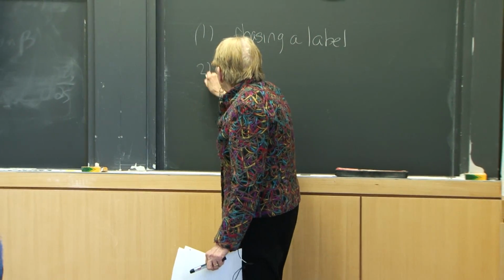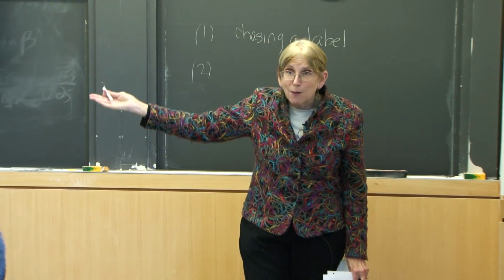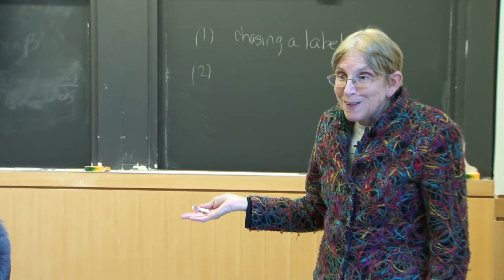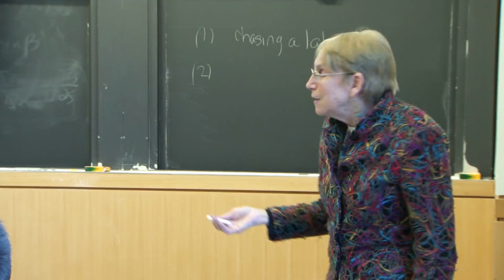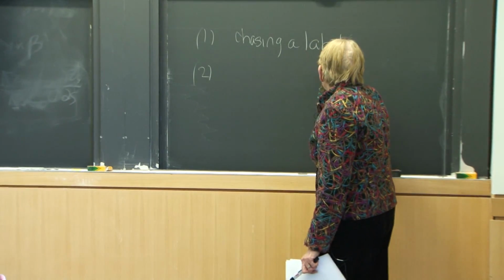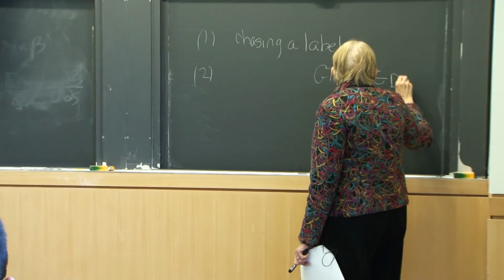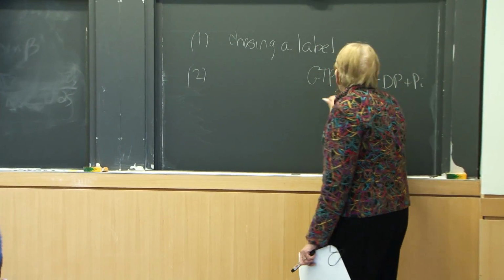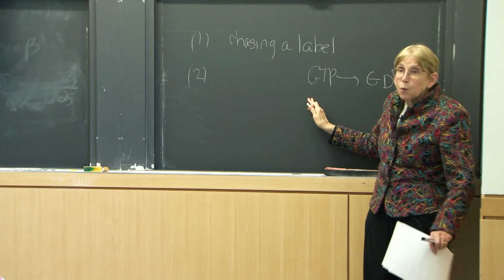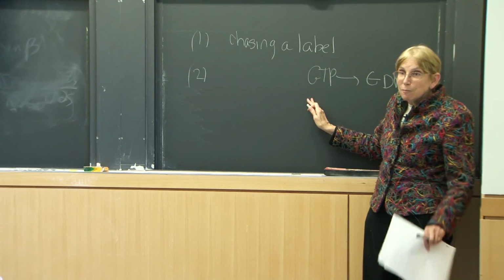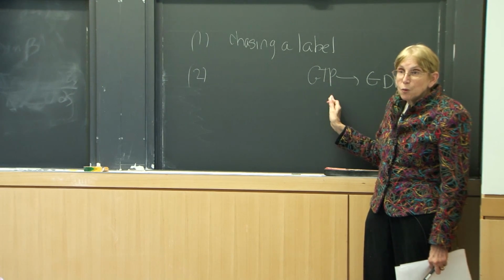And today, what are we using radioisotopes to do? We're looking at GTP going to GDP plus Pi. So what are we using this for? To get information for our model. What do we do as a function of time?